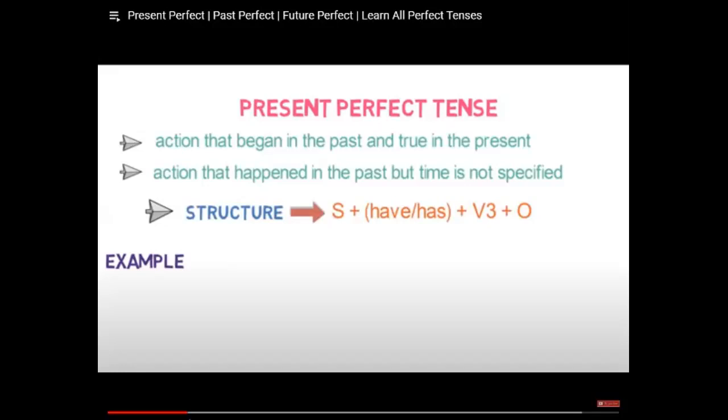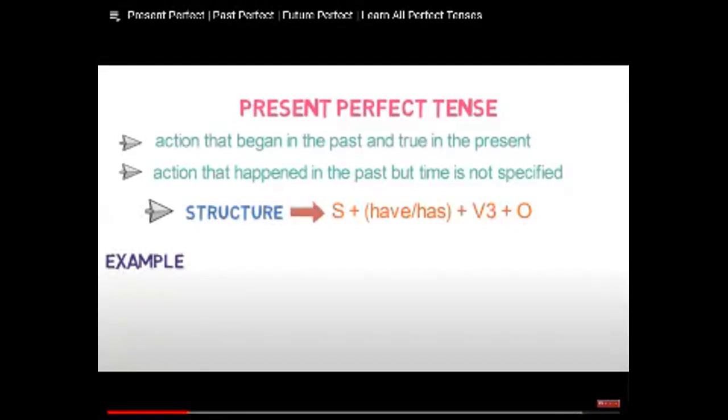Present perfect tense. What is present perfect tense? What is the meaning of perfect? Perfect means a thing which should be complete, which has no confusion, which has no incompletion. It must be complete. In present perfect tense, the action began in the past and is true in the present.